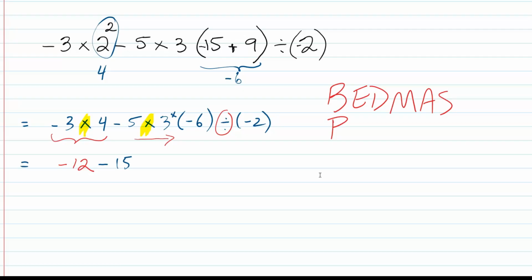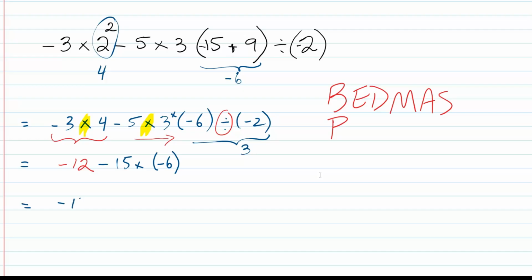Okay, and then you have to multiply that by -6 and then divided by 2. Well, -6 divided by -2 is 3. So I can replace that with 3.